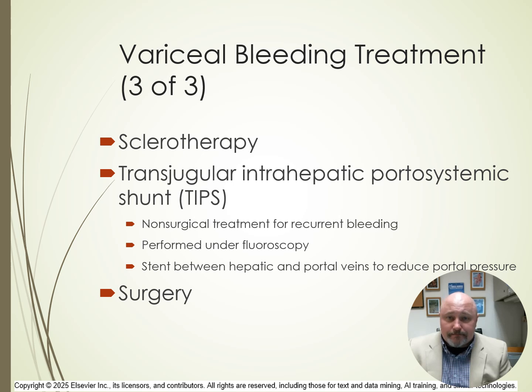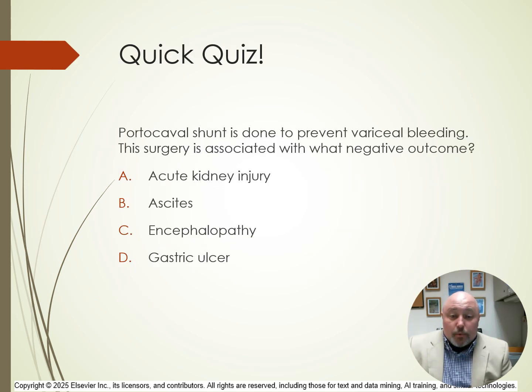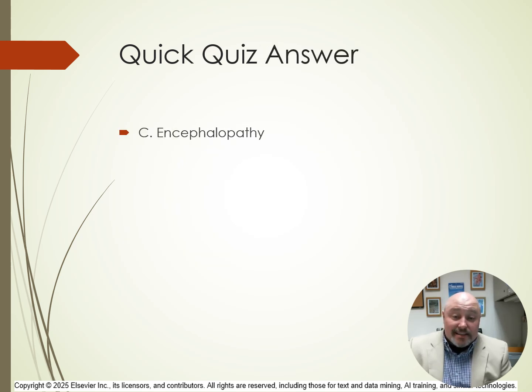Quick quiz: a portocaval shunt is done to prevent variceal bleeding. This surgery is associated with what negative outcome? A. Acute kidney injury, B. Ascites, C. Encephalopathy, or D. Gastric ulcer? And that answer is going to be C.